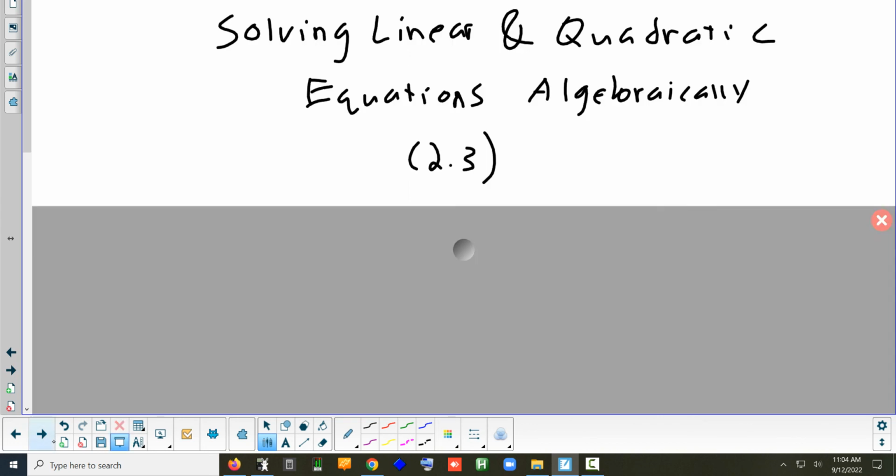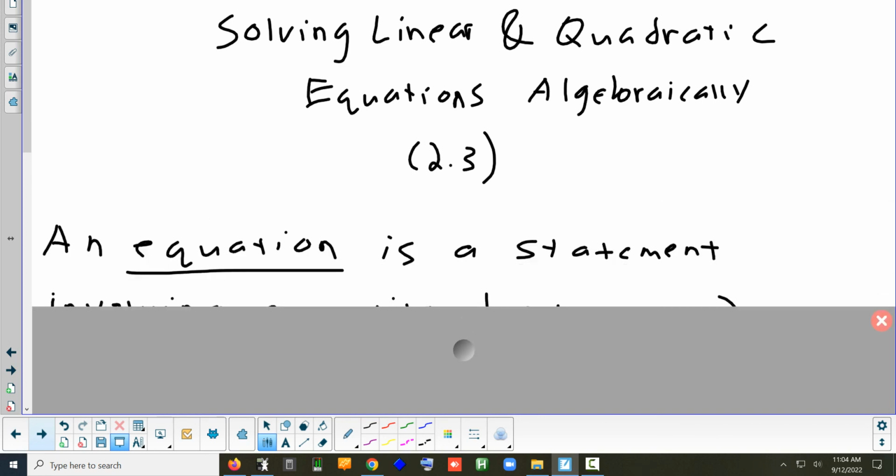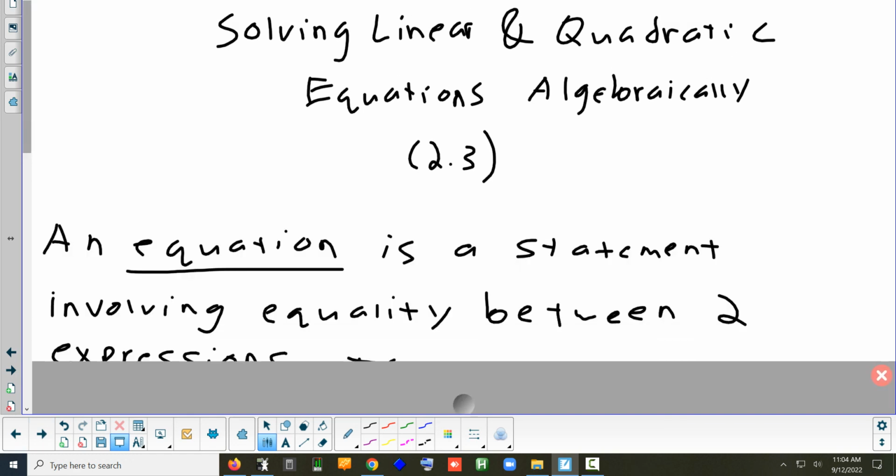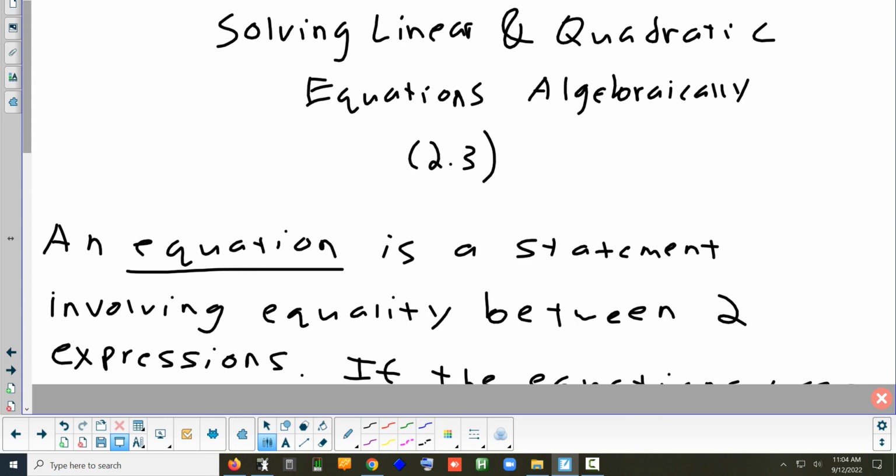So that was all that was really left in 2.2. That was it. All right, so 2.3. Solving linear and quadratic equations algebraically.